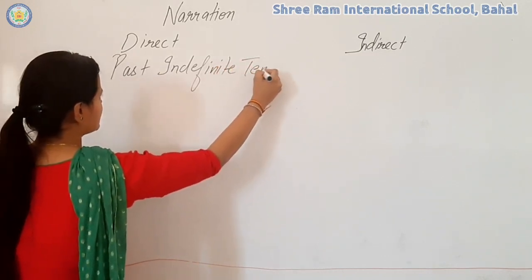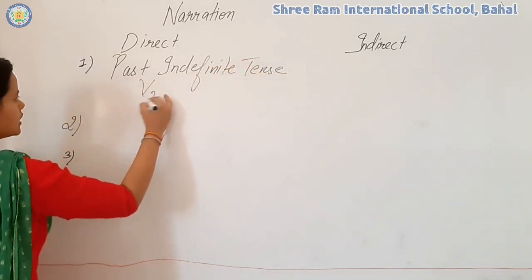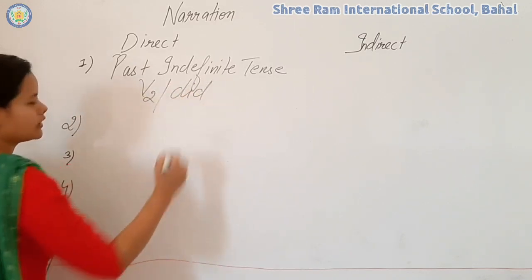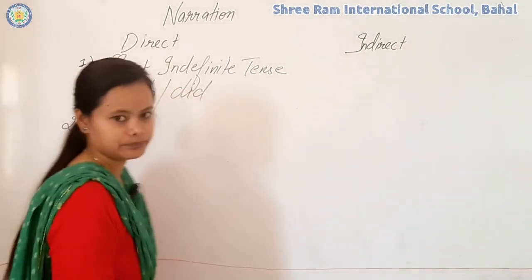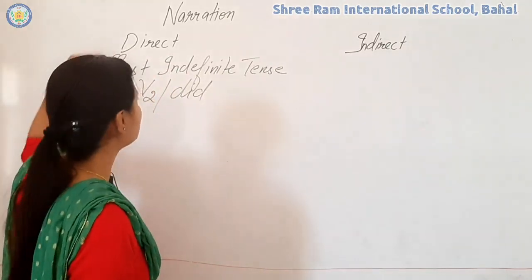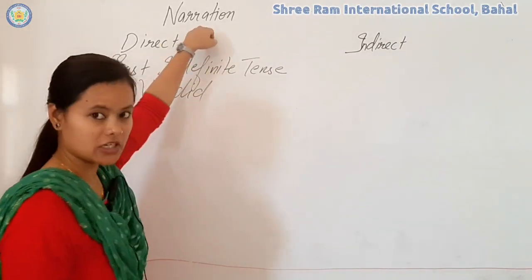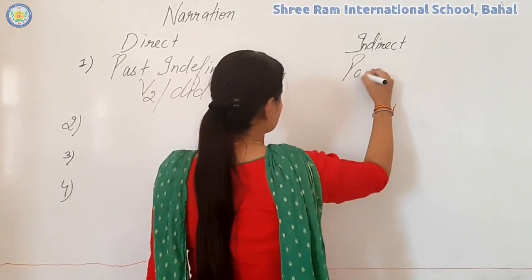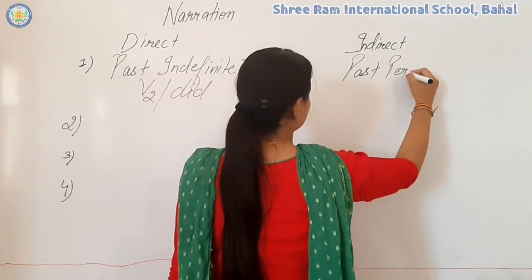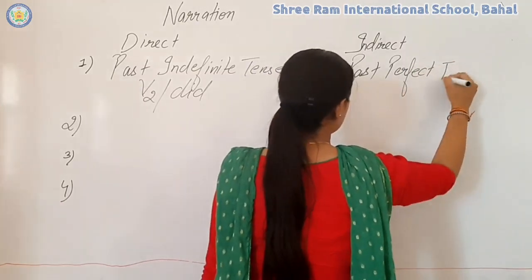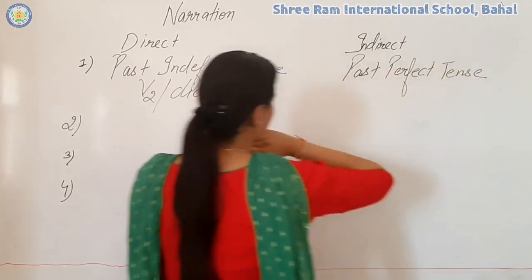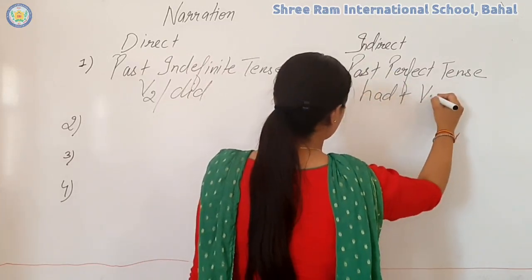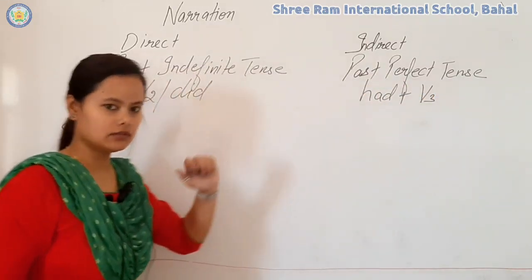So see here, if you find past indefinite tense, you know what is the past indefinite tense and which helping verb we can use here. We can use here V2 for simple sentence, and for negative and interrogative we can use here did plus V1. So if you find past indefinite tense in direct speech, then you have to change it into the past perfect tense. And what is the helping verb here? Had will be the helping verb plus V3. It means third form of the verb.